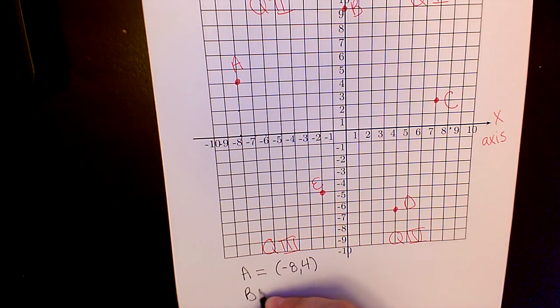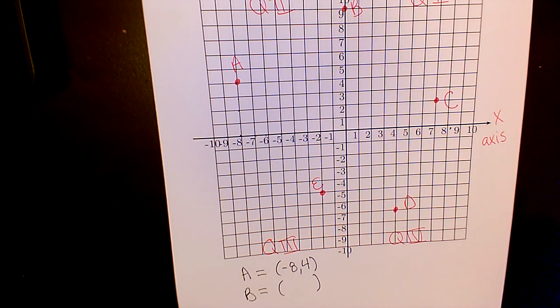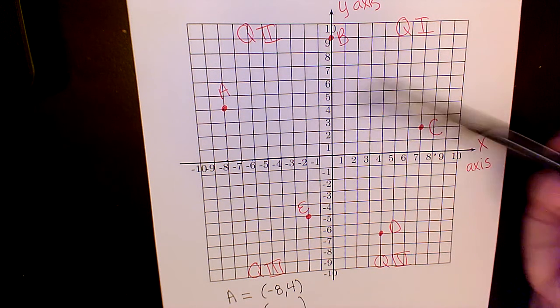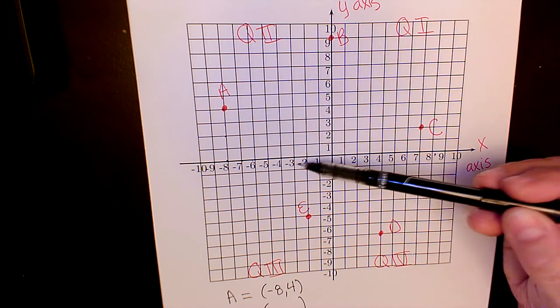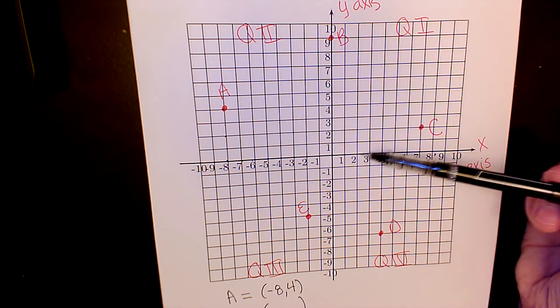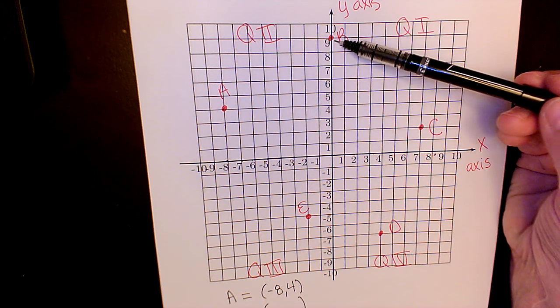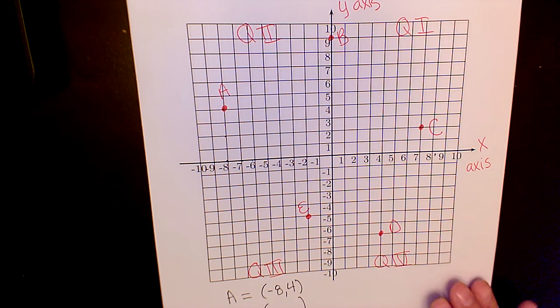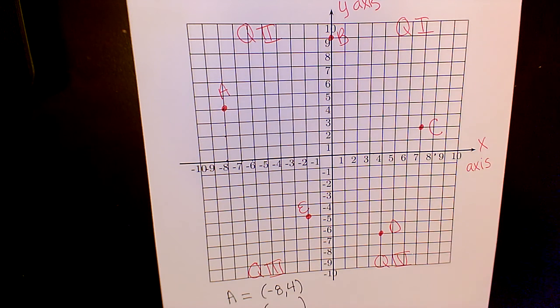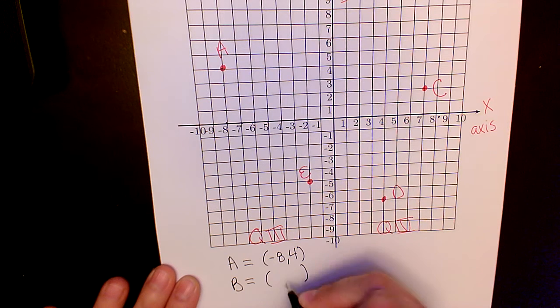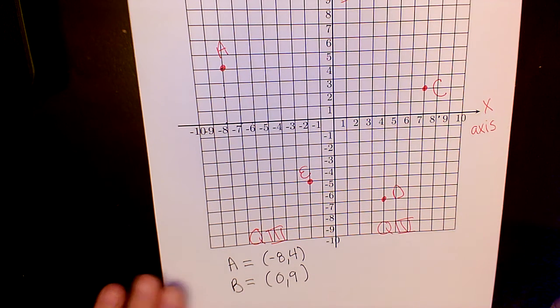So let me go to point B. Okay, make sure y'all can see that. And am I going across any amount? I'm not. I'm just going up to 9. So how would I write that point? It's on the y-axis. It's just sitting there on 9. So I would write that point as (0, 9).